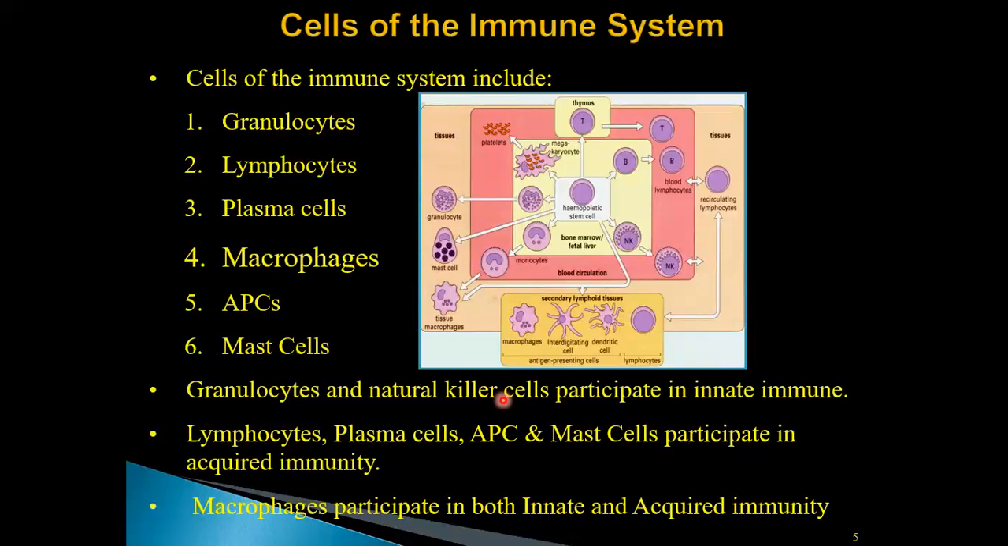non-specific immune system. The lymphocytes, B and T lymphocytes, the plasma cells, the antigen presenting cells, the mast cells, and macrophages. They are the cells of the acquired immune system or the specific immune system. So now we know the cells of the natural or innate immune system or non-specific immune system and the cells of the acquired or specific immune system.